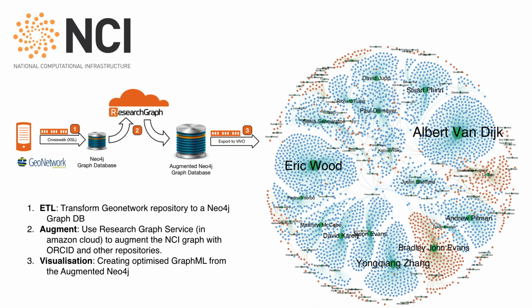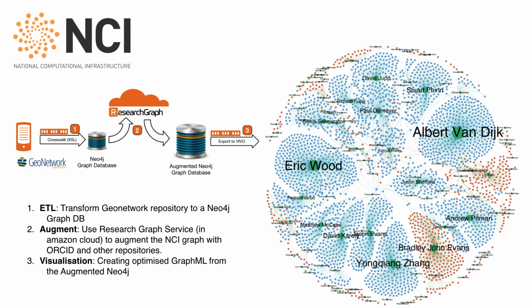This is the NCI graph that's augmented using the research graph technology. What happened here is that we had a GeoNetwork database. We created a Neo4j through the ETL process. Then the graph was augmented using the Research Graph Augment API. And then the result is an augmented Neo4j graph database. We use the data visualization tool to actually present the graph, as you can see in this slide. In this format, the blue dots are the publications, the green ones are the researchers, and the orange nodes are the datasets that, as you see, are an outer layer of the graph.